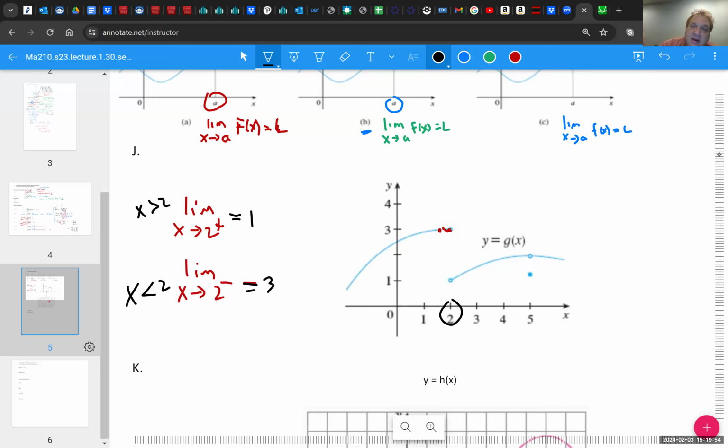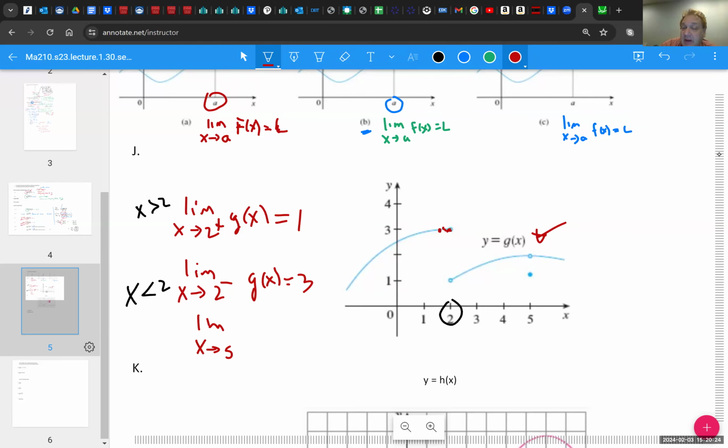And lastly, I talk about the limit as x approaches 5 of this function. Whoops, I forgot the actual function. I'm supposed to write down the limit of what? This is the limit of the function g(x). So coming from the right, the limit as x approaches 2 of g(x) is equal to 1, and coming from the left, it was equal to 3.